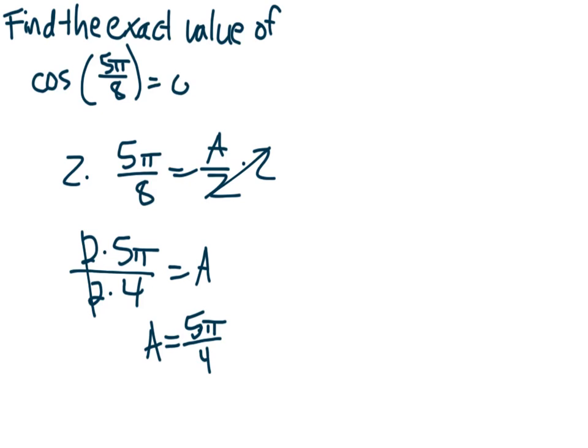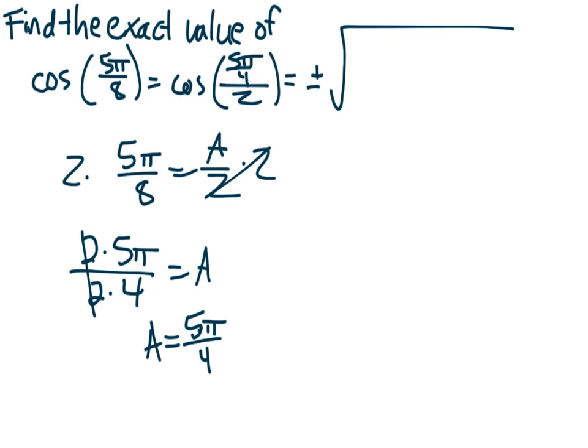So we want to think of this as the cosine of half of 5 pi over 4, because that's something that we can do more easily. So we take this as our A in the cosine half angle formula, and we're going to get plus or minus the square root of 1 plus cosine of A. A in this case was our better known angle, 5 pi over 4. And that's all over 2 inside the radical.